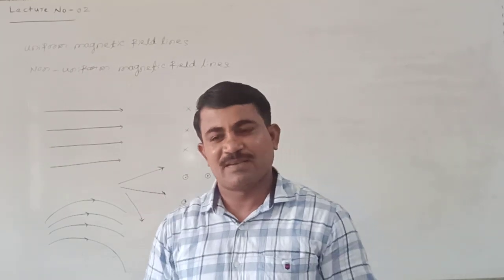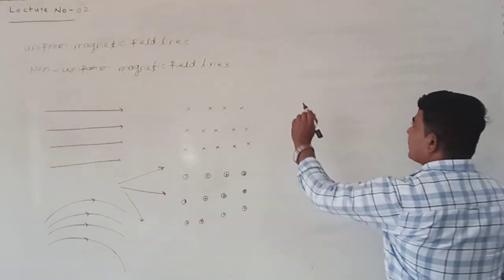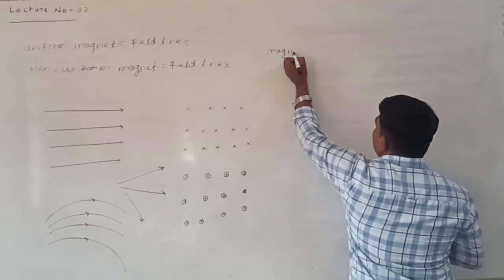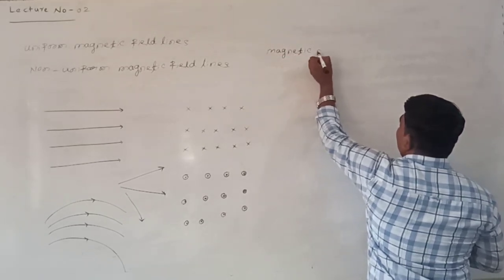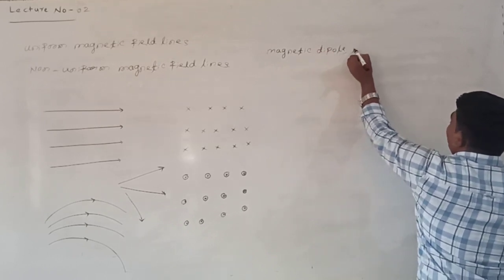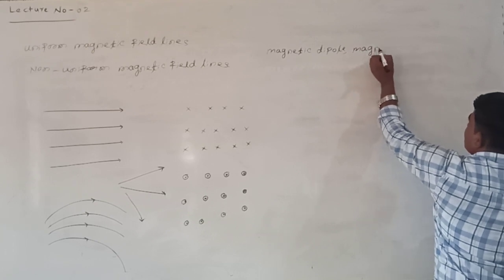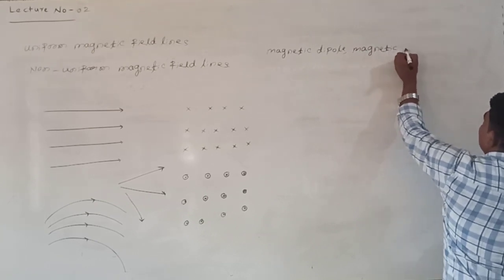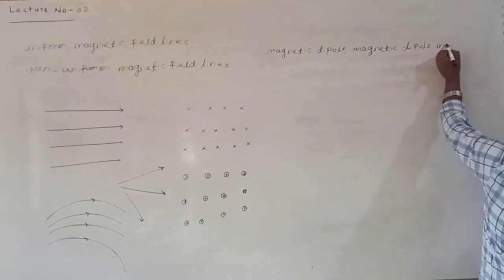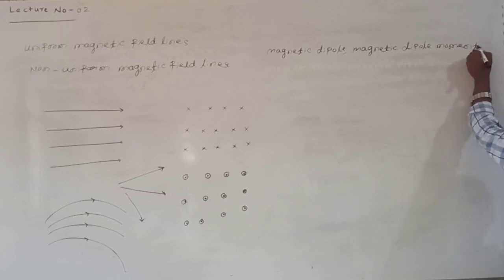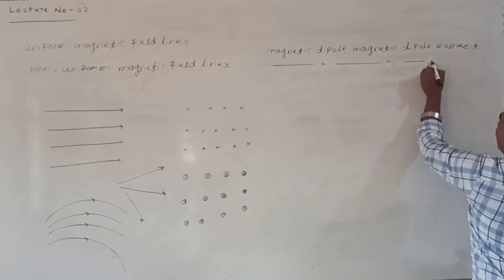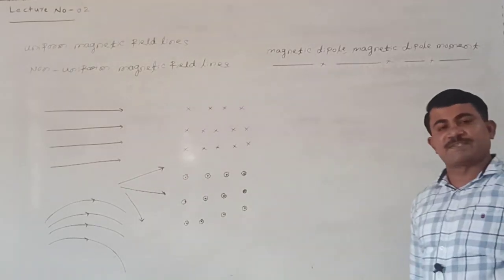This concept we will see. So here, the concept is magnetic dipole and magnetic dipole moment. See here, this concept we will see in detail now. What is a magnetic dipole, how the magnetic dipole moment is there, and how to represent this physical quantity.